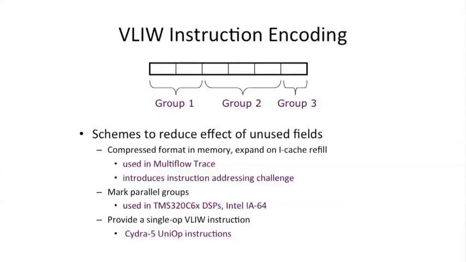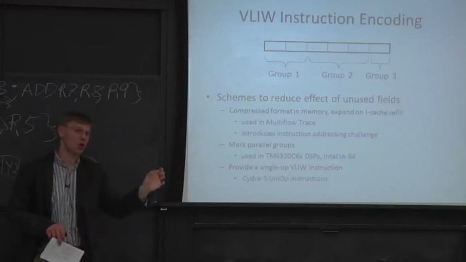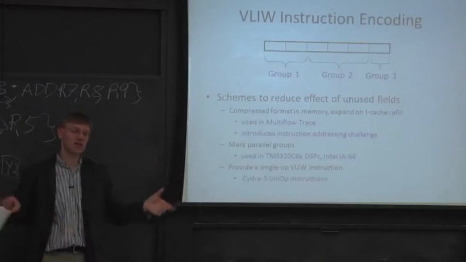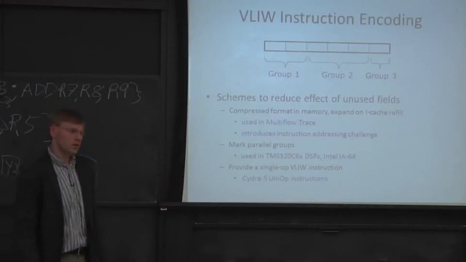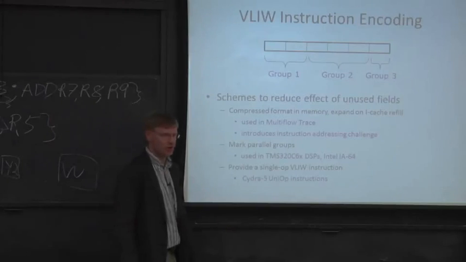Cydrome had an interesting solution to this. They had a single-operation VLIW instruction. To save space, they had their wide instructions, but if you were only going to execute one operation in an instruction, there was a special encoding format just for that case. And that saved a lot of encoding space, or instruction space, if you will.